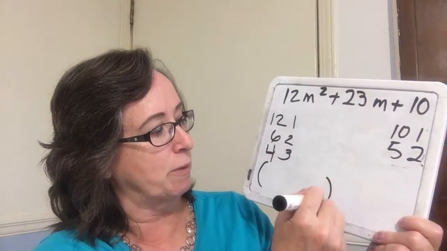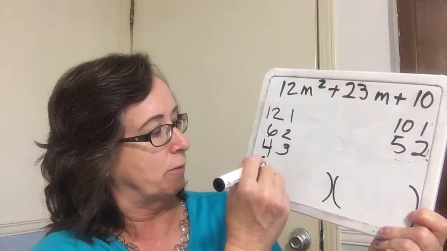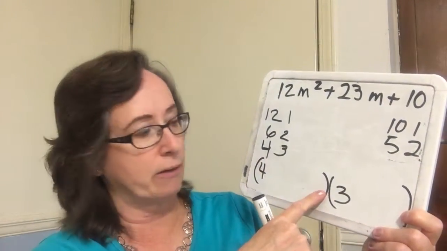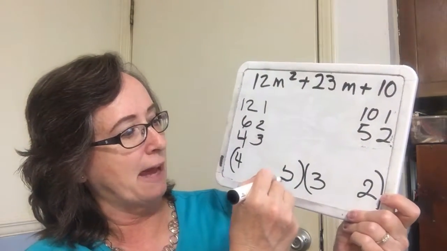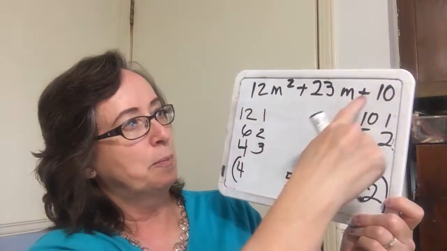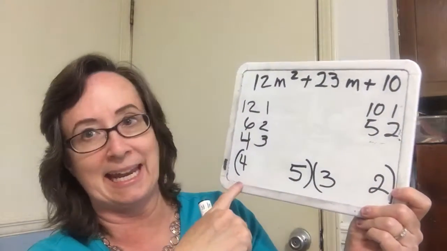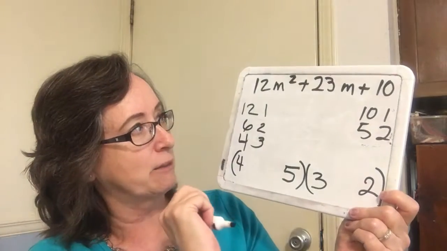I'm going to always start with my middle 2 because 23 is really not that high. So I'm going to start with 4 and 3. I cannot put the 2 here, so that means I have to put the 2 here and the 5 here. Okay, so I get 15 plus, because they're the same sign, 15 plus 8 is 23. So first try, I get the right answer.